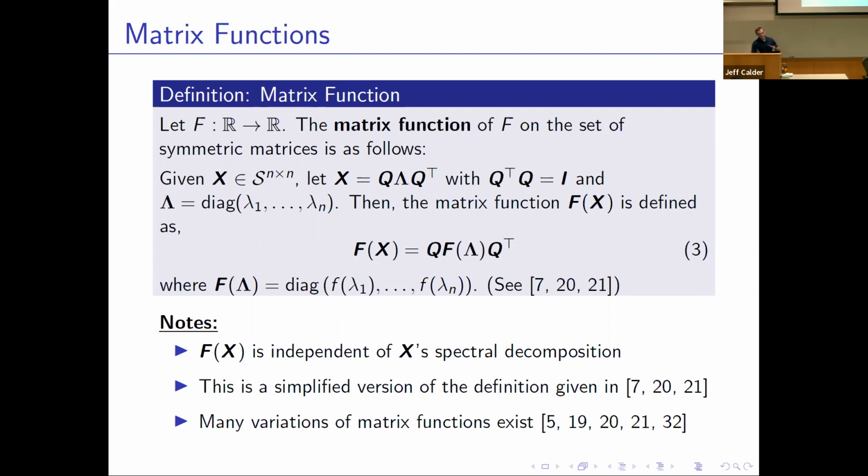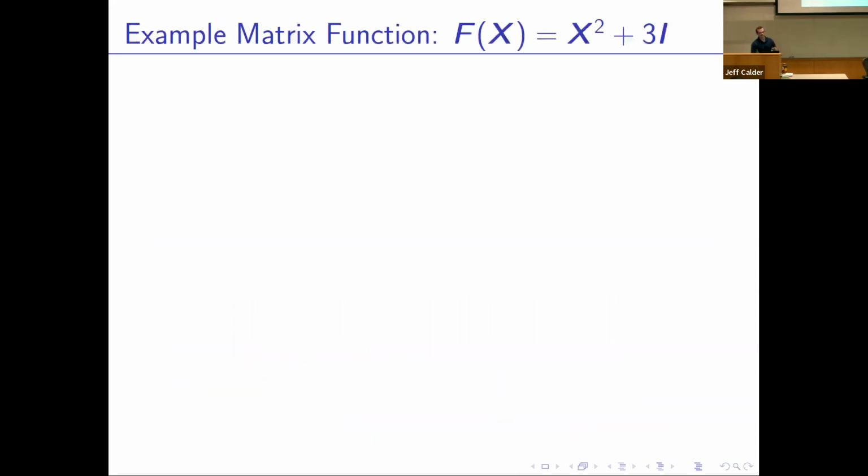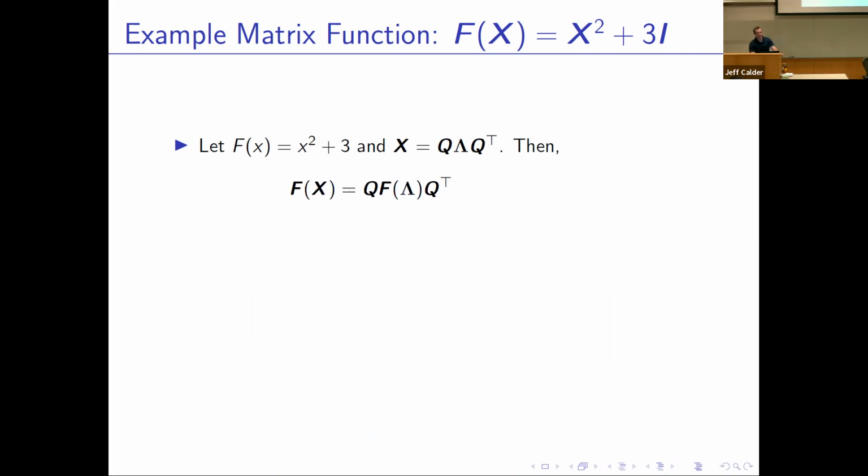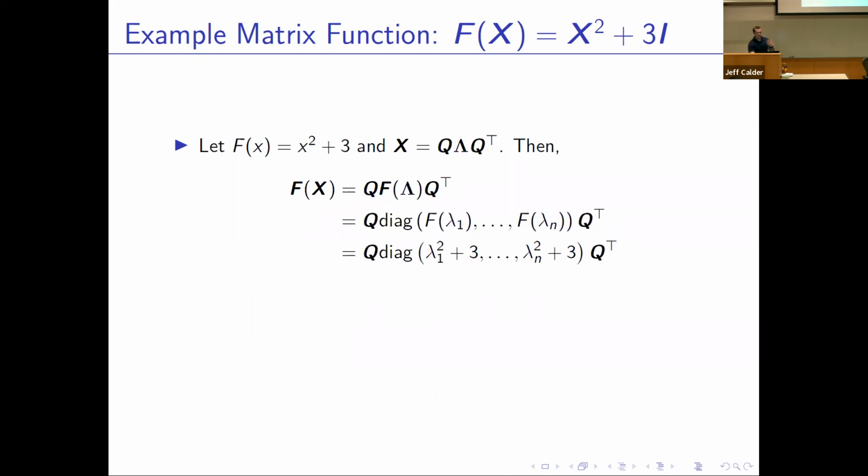So by using these matrix functions, we're going to encode the constraint set that we have for our original problem. And we can see this through an example. If I give you the scalar function x squared plus 3, and I apply the definition of our matrix function, I have my spectral decomposition of x, I have my definition, and now I'm going to apply my scalar function on the individual eigenvalues of my matrix.